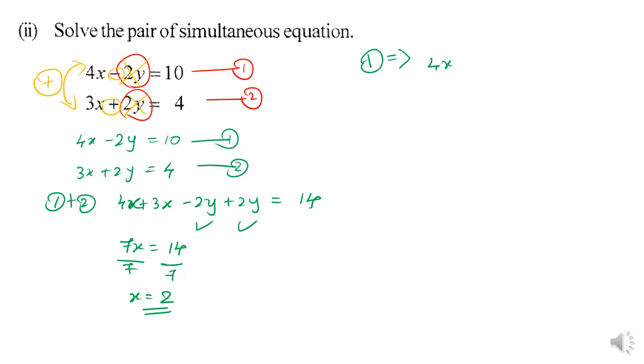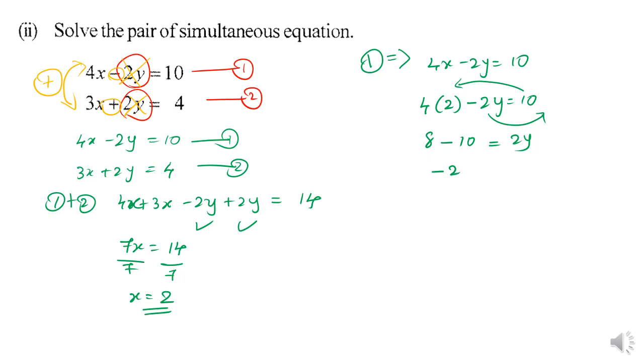Then 4x minus 2y is equal to 10. Then 4x means 8, then minus 2y is equal to 10. Then you take this to the left side and this to the right side, then it becomes minus 10, and 2y goes to the right side, then it becomes plus 2y, then it is minus 2 is equal to y, and you divide both by 2, you get y is equal to minus 1. So this is going to be so easy, and I hope you understand.